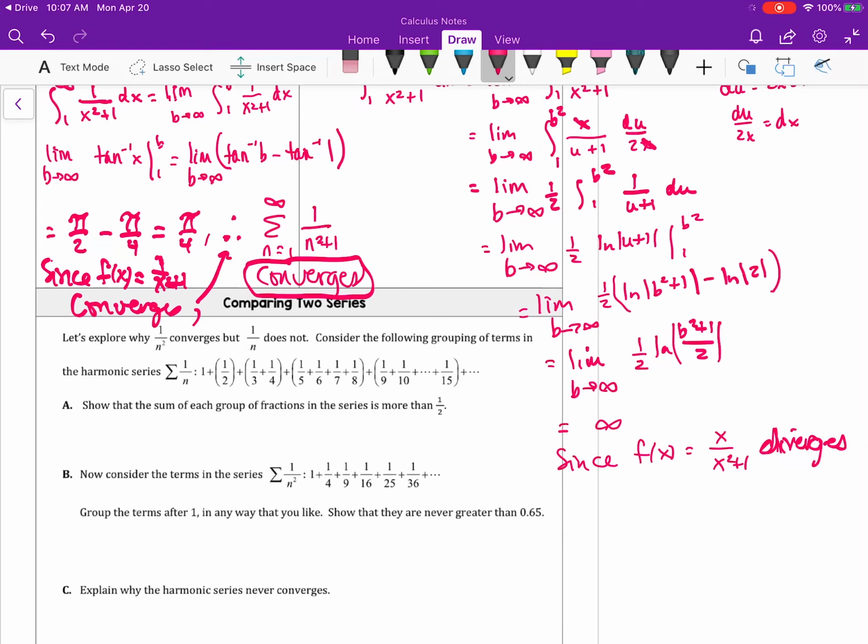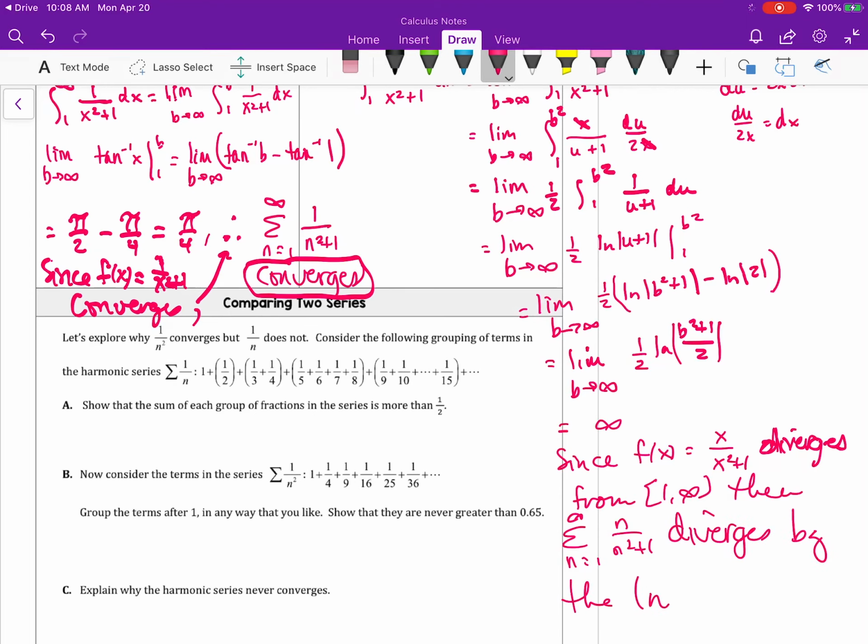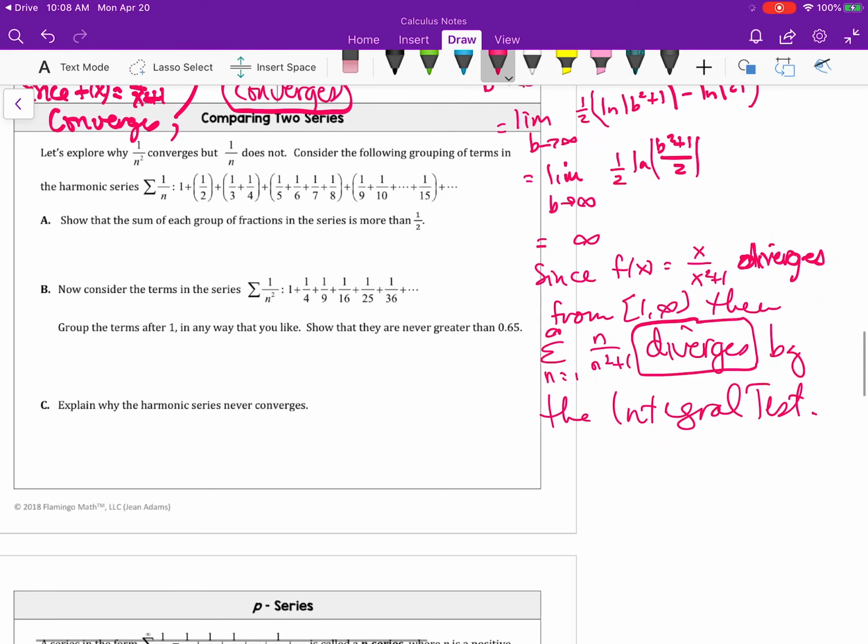So we're going to say, since f of x equals x over x squared plus 1, or that integral, I guess I should be writing it as that integral diverges, right? Basically goes to infinity. So if I'm adding up all of the area between this function and the x-axis, it's going to go to infinity. And so since that function diverges, from 1 to infinity, then summation n equals 1 to infinity, n over n squared plus 1 diverges by the integral test.